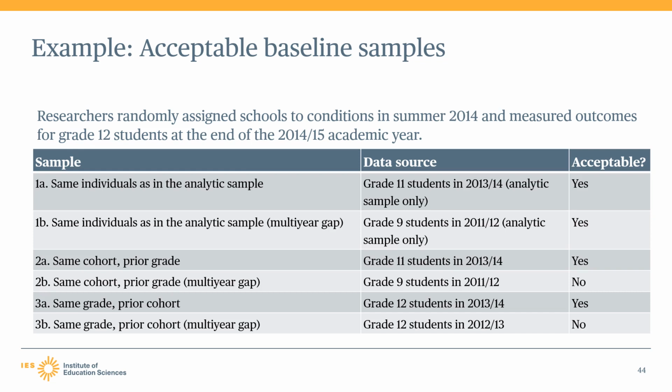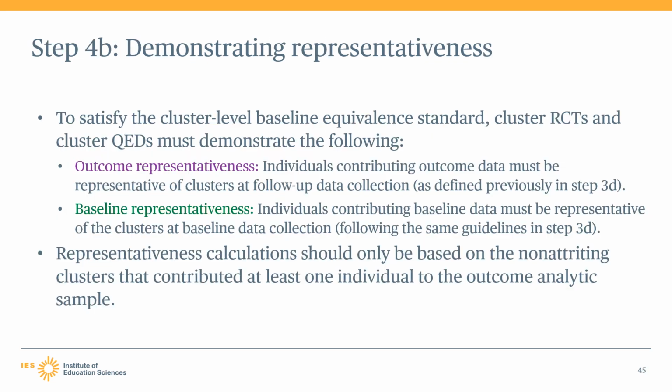Samples 3A and 3B are baseline samples of the same grade and prior cohort that have no overlap with the individuals in the outcome sample, except for any students who repeat grade levels. Although the individuals do not overlap, sample 3A is acceptable because it comes from the immediately preceding cohort. In contrast, sample 3B is not acceptable because the longer gap weakens the degree to which cluster composition may be similar.